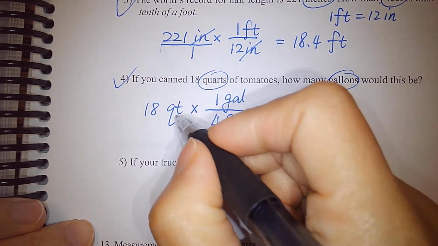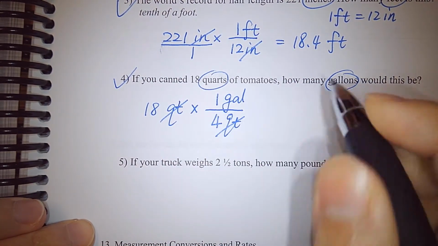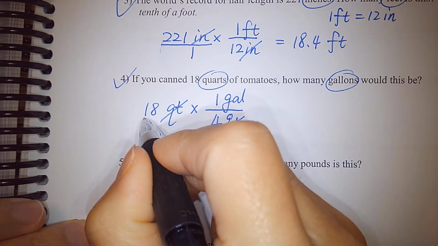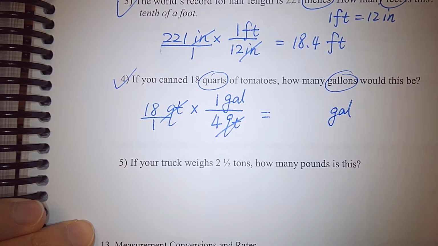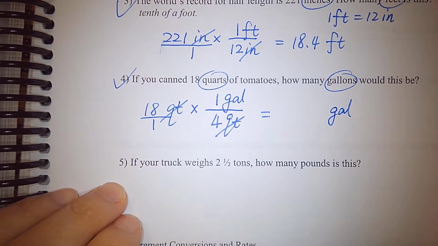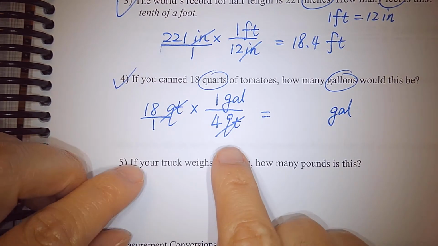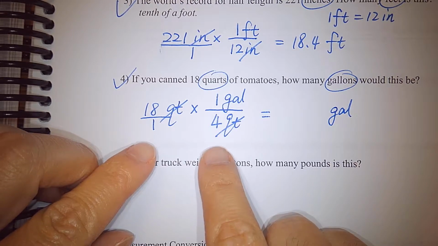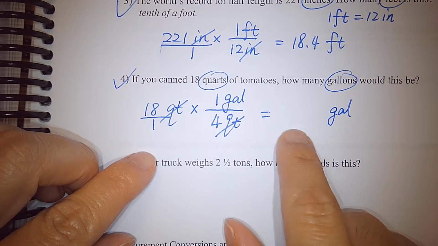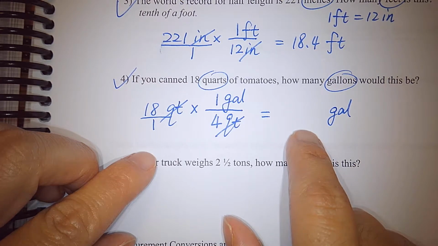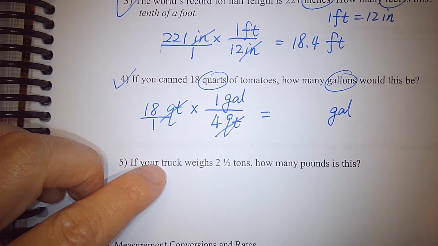Now this time we know quart can be cancelled. This is 18 over 1 gallon. So, what's your answer here? 4.5 gallons. Very good.